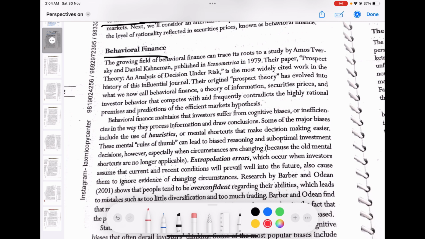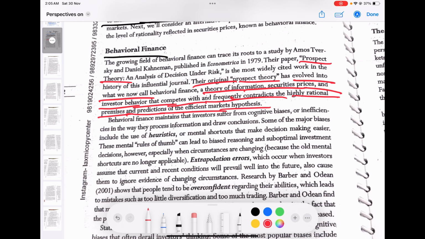Now let's come to behavioral finance. We've done a couple of chapters on behavioral finance. I'm sure that you do know what prospect theory is. We saw that, right? The original prospect theory has evolved into what we now call behavioral finance, a theory of information, security prices, and investor behavior that competes with and frequently contradicts the highly rational premises and predictions of the efficient market hypothesis. Behavioral finance maintains that investors suffer from cognitive biases or inefficiencies in the way they process information and draw conclusions.